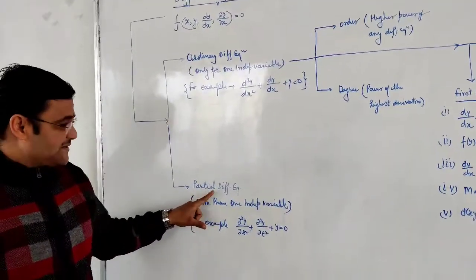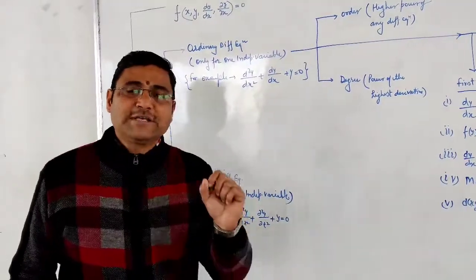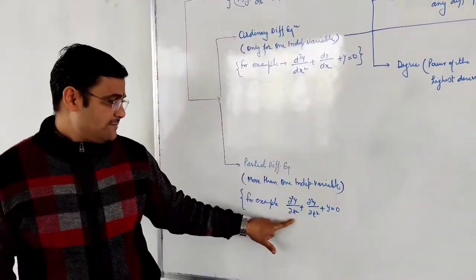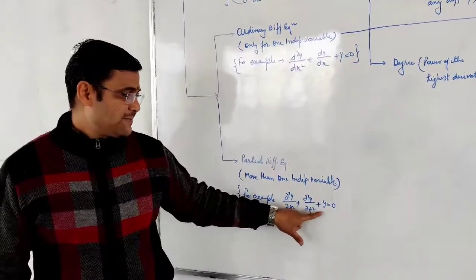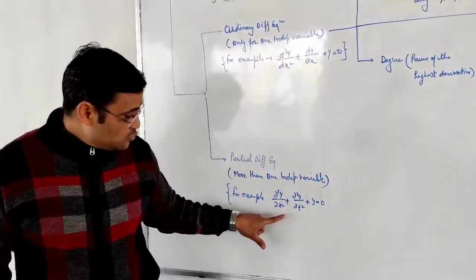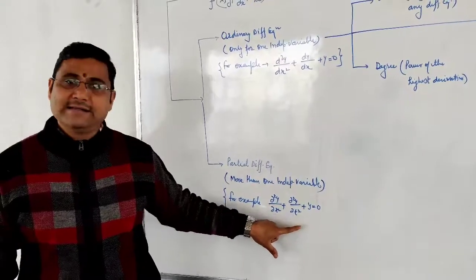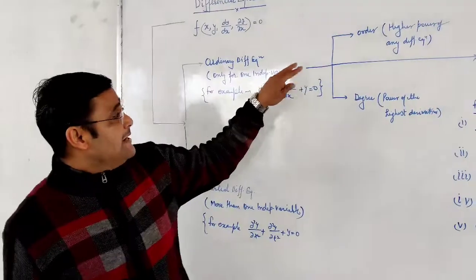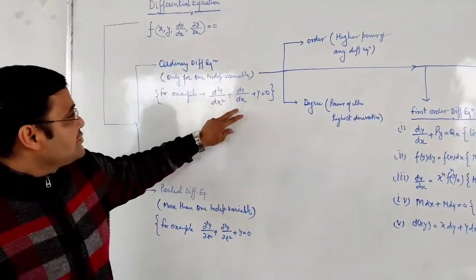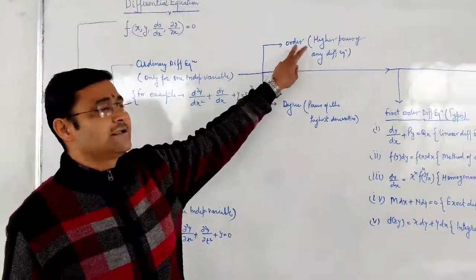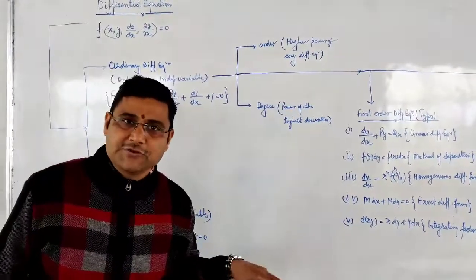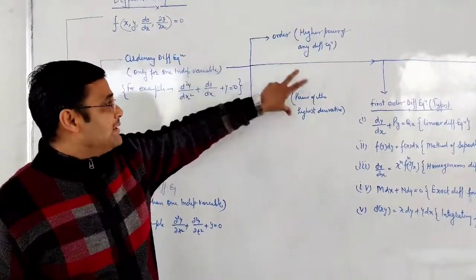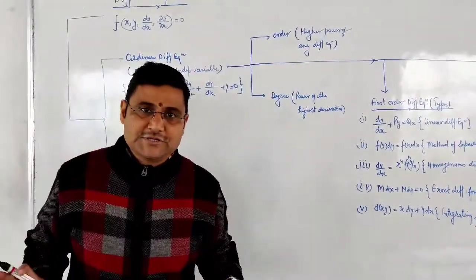And second, the partial differential equation has more than one independent variable, like del 2 u over del x square plus del 2 u over del t square plus y is equal to 0. We are seeing there are two independent variables, x and t. That is a partial differential equation. Now, in the ordinary differential equation we introduce the two parts, order and degree of any differential equation. To define any differential equation, it is important to define order and degree first.